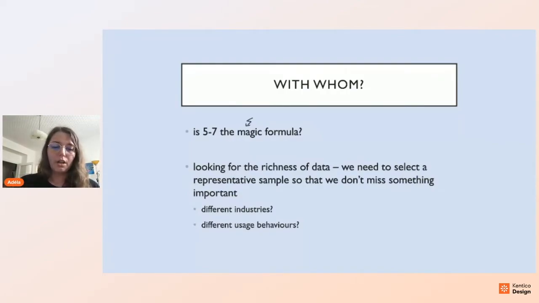On the other hand, you can have a very varied population, which means that you should include the different groups of people in your research, which means then 5 to 7 participants per group, which then makes the qualitative research very big.